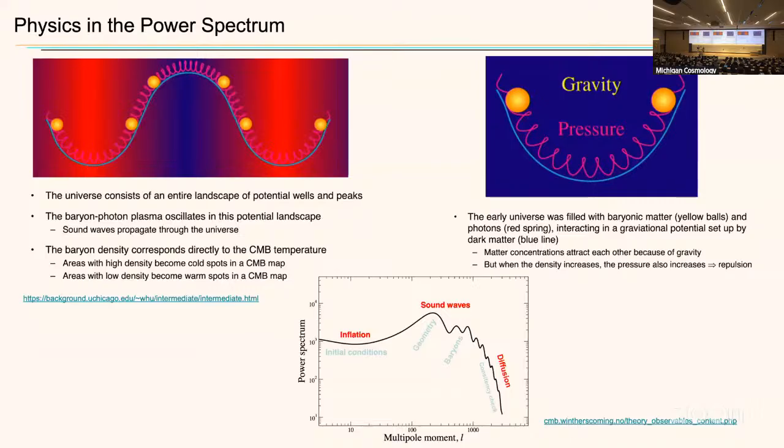And then from there, you get the compressions and rarefactions from the baryon acoustic oscillations. And then you get photon diffusion, which is saying by photons free streaming, you are kind of washing out some temperature signal because you are averaging out at small scales the temperature fluctuations in this plasma.